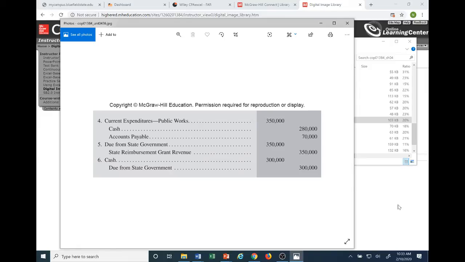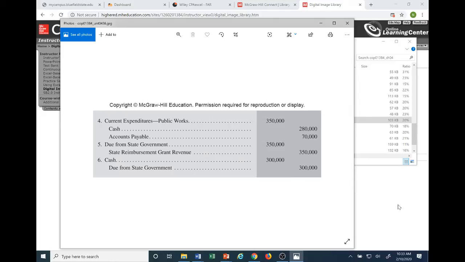So accordingly, grant revenues and receivables would be recognized at the same time that expenditures are incurred. It says during 2020, expenditures in the amount of $350,000 were incurred. Of these, $280,000 was paid, and the village billed the state $350,000 and received $300,000 cash before the end of the year.